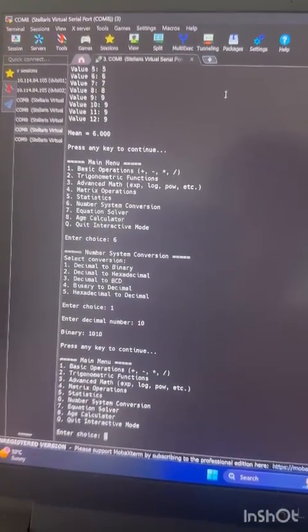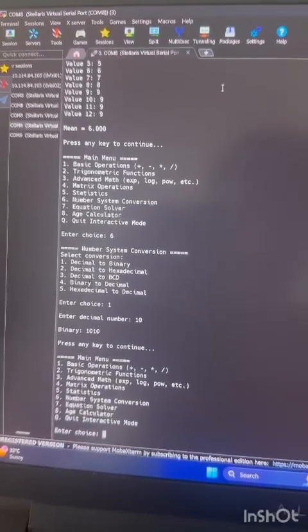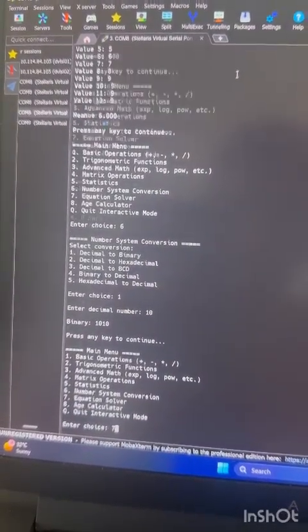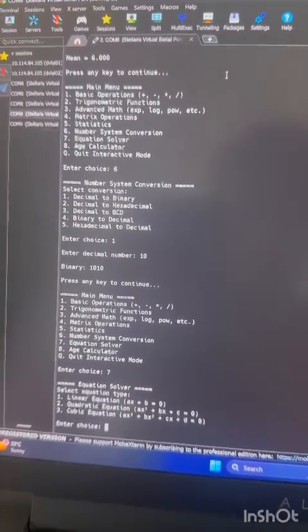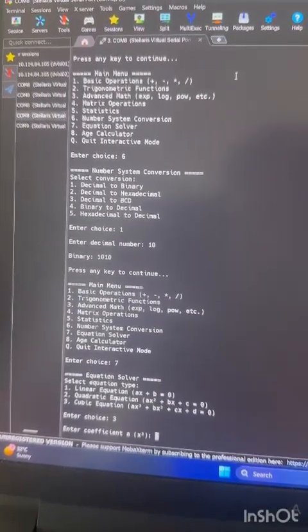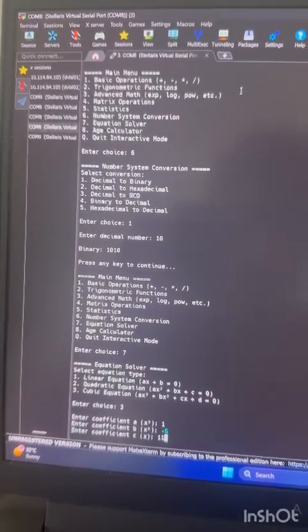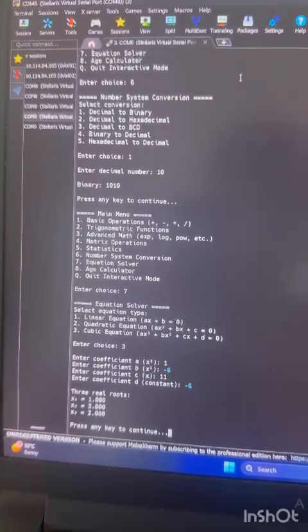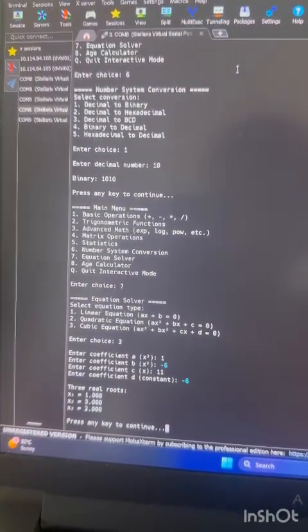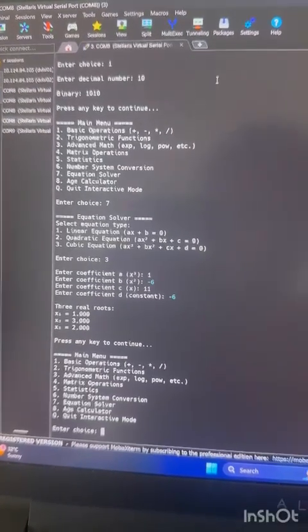Next mathematical operation is the equation solver. We will go for a cubic equation. It will give real roots like 1, 2 and 3. Next we will go for the H calculator.